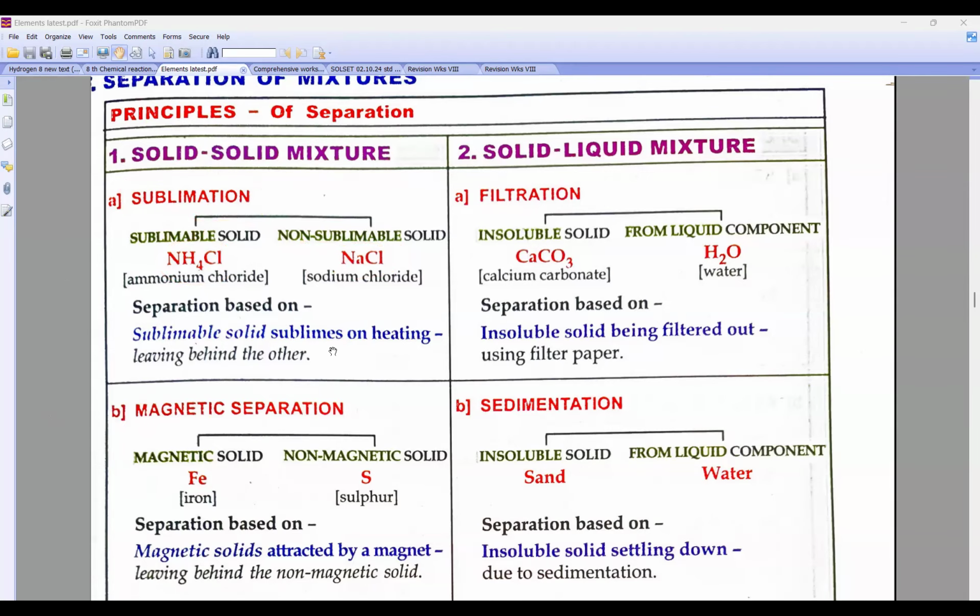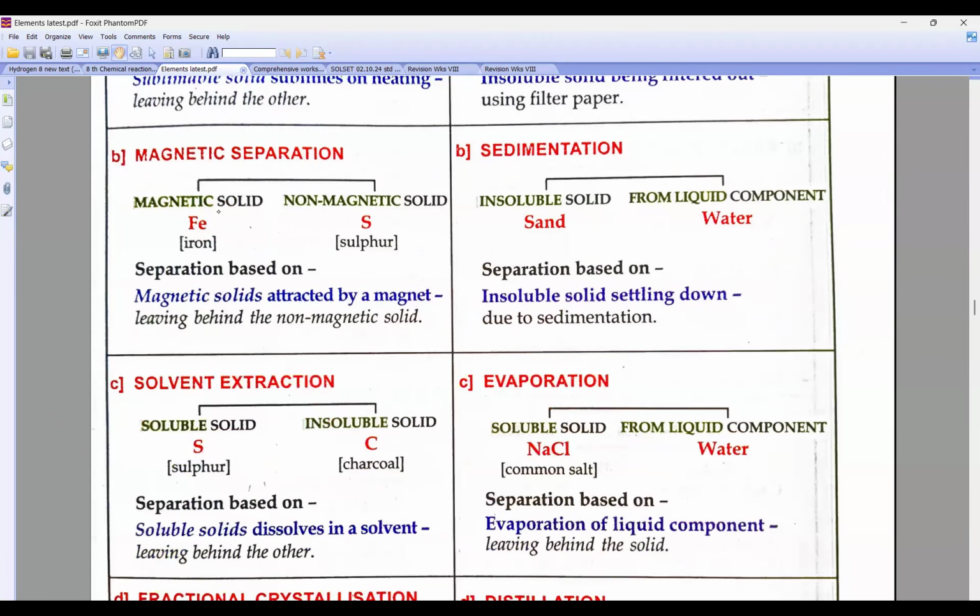Then we have solid in solid, beta, where one will be magnetic and another is non-magnetic, so iron and sulfur. If you want to separate them, what are you going to do? The mixture I have given you, you will just run the magnet over it. What will happen? Iron, the magnetic particle, Fe, is magnetic, so it will cling to the magnet, sulfur will not. Now in magnetic separation, one thing is always permanent: one has to be magnetic and another one has to be non-magnetic.